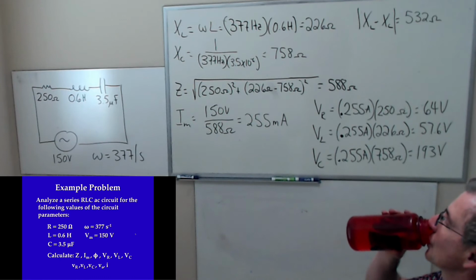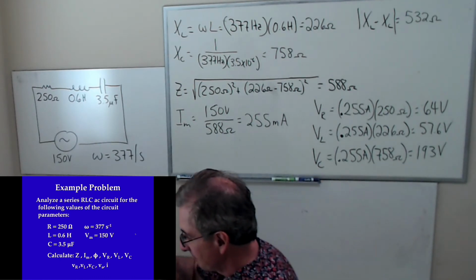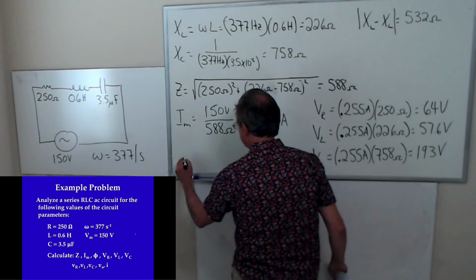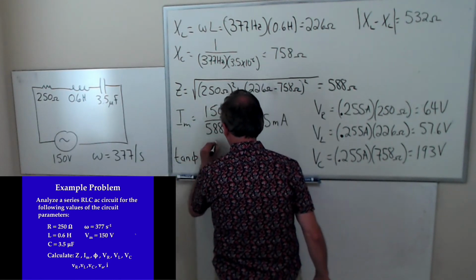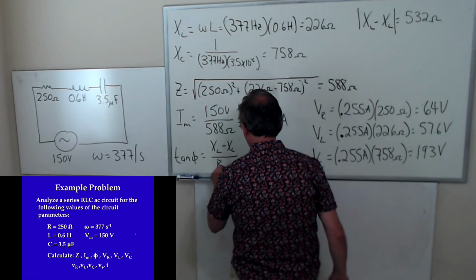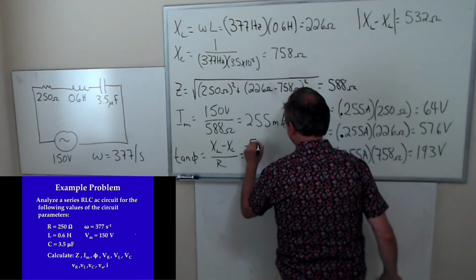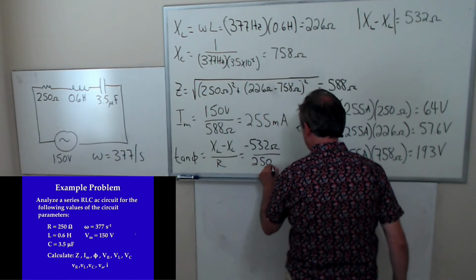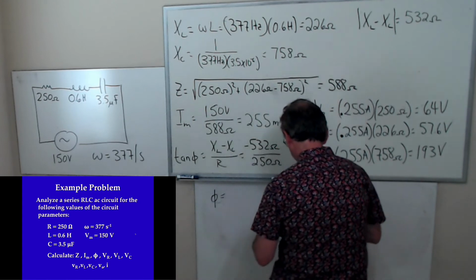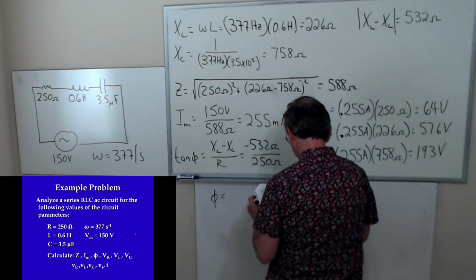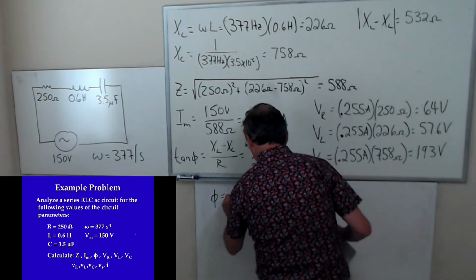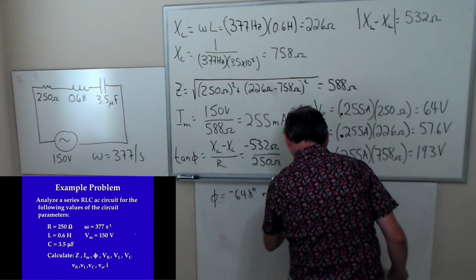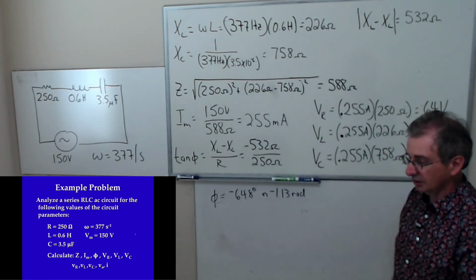What else can I figure out? Well, I can figure out phi, the phase angle. Now I'm going to put the minus sign in there. So phi ends up being, I'm going to write it two different ways. You know why I'm writing it in radians?